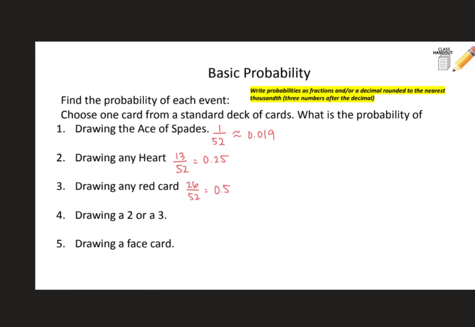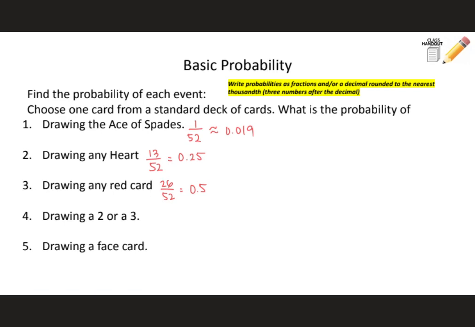Drawing a 2 or a 3. In terms of how many 2s there are, there are 4 2s, and there are 4 3s. So in total, there are 8 ways you can get a success out of 52 total cards. So as a decimal, 8 divided by 52 is going to be 0.154.